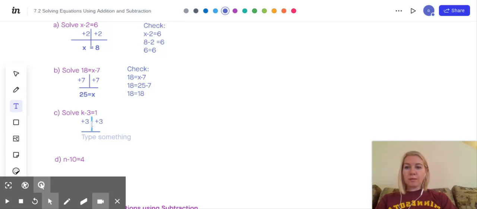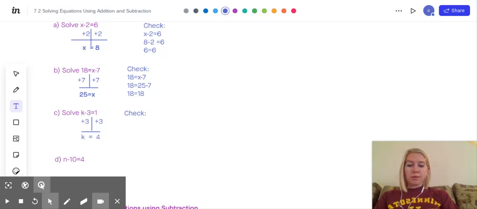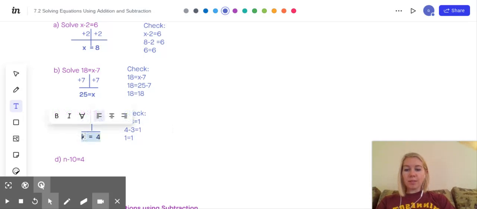On the left, minus 3 plus 3 is 0, so the 3s cancel out, and we're left with k equals, on the right side, 1 plus 3 is 4. All right, let's do our check just to make sure. Our original equation was k minus 3 equals 1. Let's substitute 4 for k, so 4 minus 3 equals 1. 4 minus 3 is 1, equals 1. And we're good. K equals 4 is a solution.